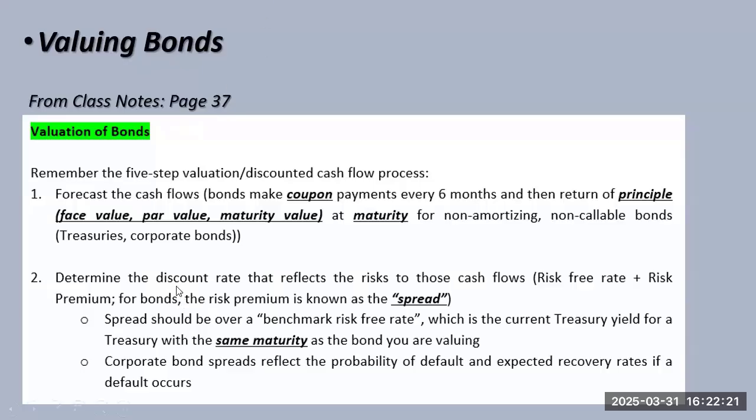So how do we figure out the discount rate? Well, we look at the maturity of the bond. It's a 5-year bond. We're going to use a 5-year treasury plus a 5-year spread, right? It's pretty straightforward. You should have done that in 2013.